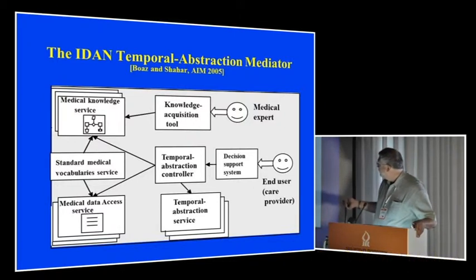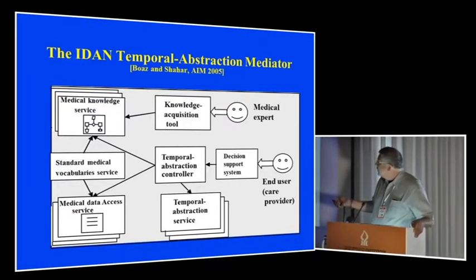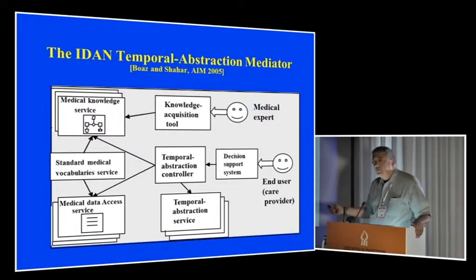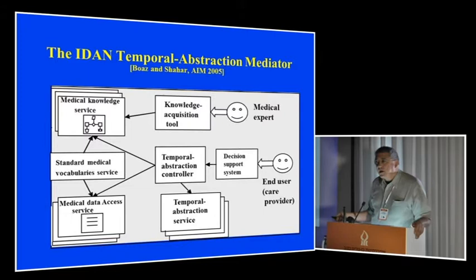We have here a user, for example, a physician, who is working with the decision support system or with the temporal data mining system. And the query is applied through a temporal abstraction controller. For example, bone marrow toxicity grade 3 in 2,000 patients. Of course, the controller has no idea what we mean by that. It asks the medical knowledge service and it says, yes, I know about bone marrow toxicities, and they are composed of platelets and white blood cells. So this is what the controller actually asks the data access service to provide, and then sends along the data plus the knowledge to a temporal abstraction service, which actually finds these patterns and returns these answers to the decision support system.